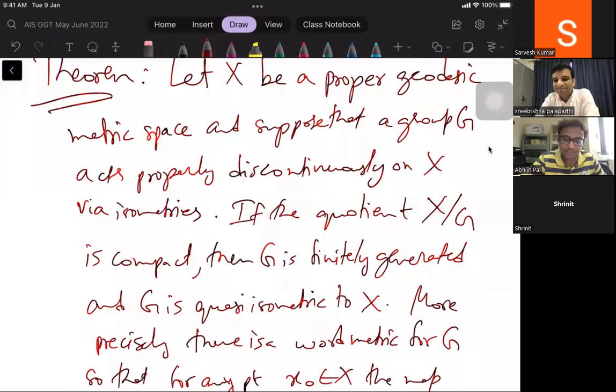Any questions? Yes, there are some. Can we get a metric on X/G naturally? Yes, true. We can get a metric on X/G. In fact, the proof involves giving a metric, and then using that metric, we'll say that X/G has a diameter, and that diameter ball is what will allow us to prove the result.